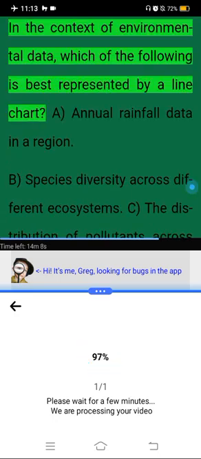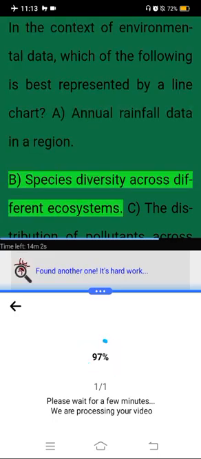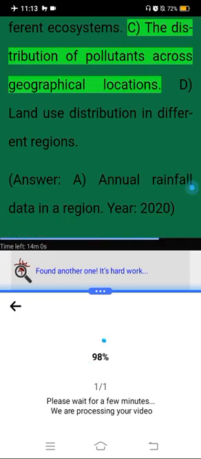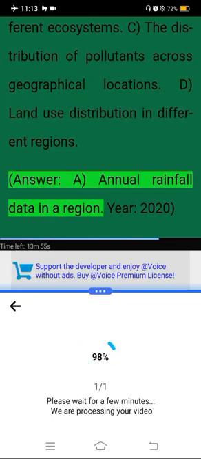Year 2021. In the context of environmental data, which of the following is best represented by a line chart? A. Annual rainfall data in a region. B. Species diversity across different ecosystems. C. The distribution of pollutants across geographical locations. D. Land use distribution in different regions. Answer: A. Annual rainfall data in a region.